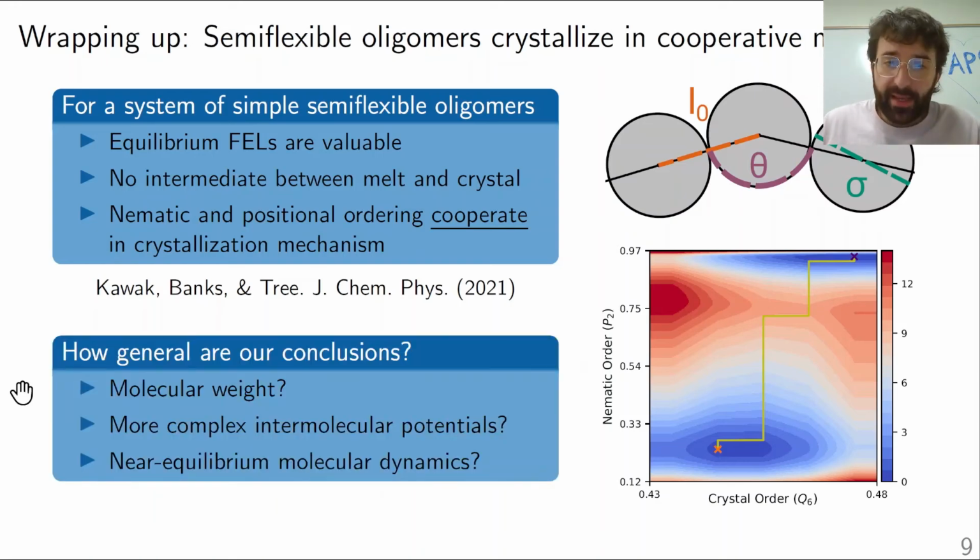And importantly, how general are these conclusions with the small system? Is molecular weight important? Can we extend this to dynamic simulations that have complex kinetics? And what do more complex intermolecular potentials suggest? Maybe not a hard sphere, and further.